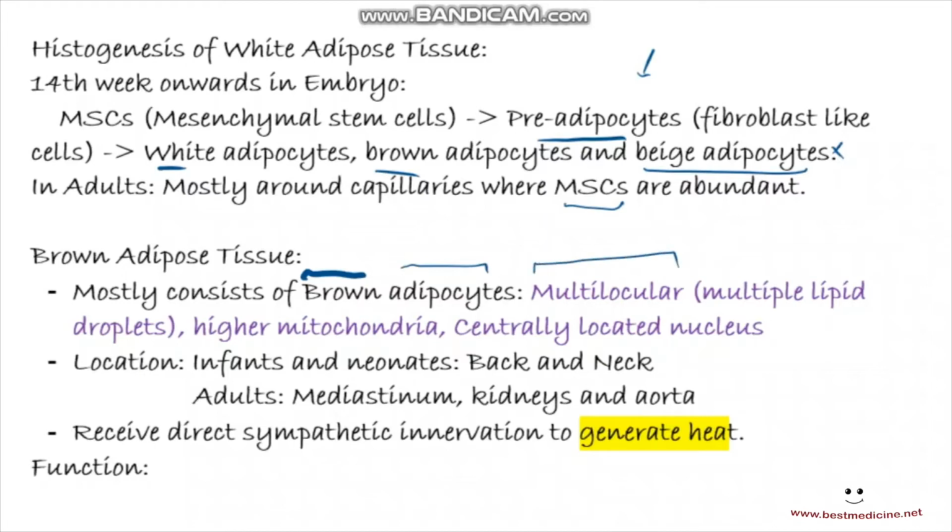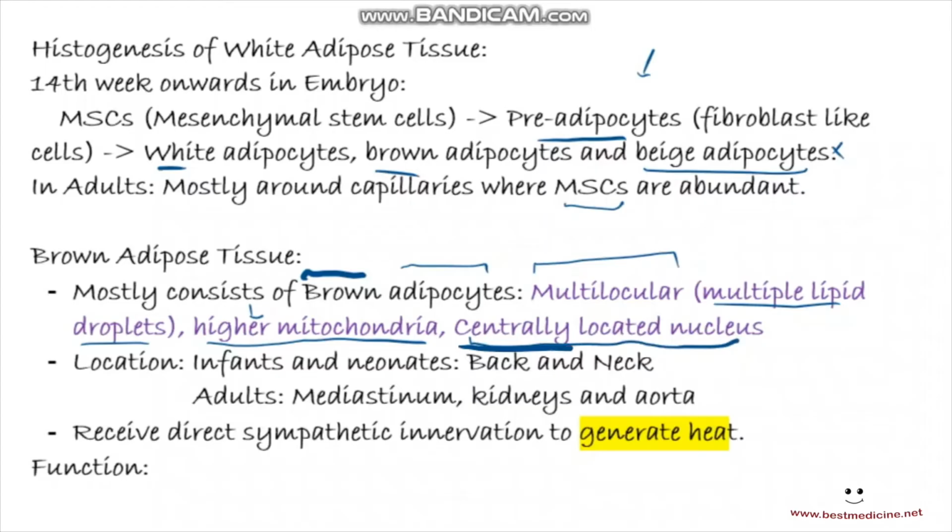Okay, so basically what I'm saying is that they have not one single large cavity but multiple lipid droplets or cavities. Okay, so multiple cavities that you can see in a single cell, and that's what we will see on a microscope image in just a bit. Another thing that they contain is a higher number of mitochondria. This is relevant in their function of heat production that we're going to do in just a bit. So they have a higher number of mitochondria, and amazingly, they also have a centrally located nucleus.